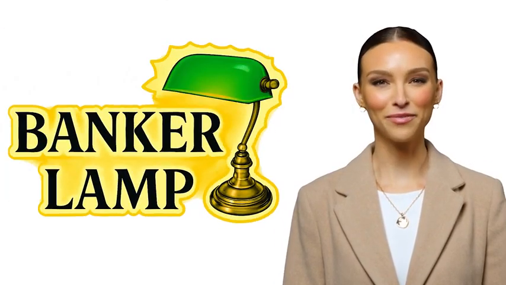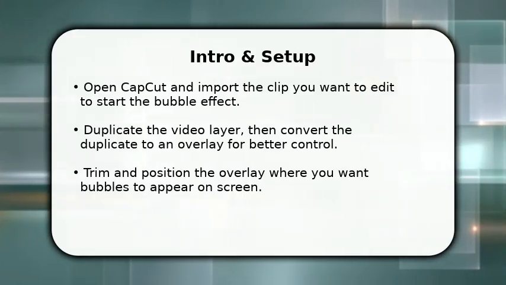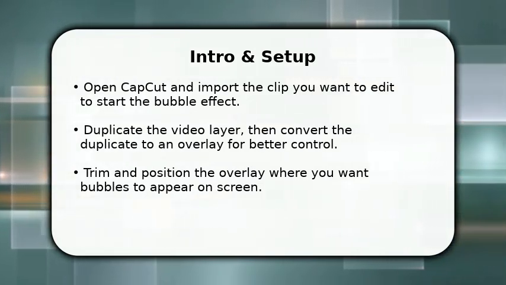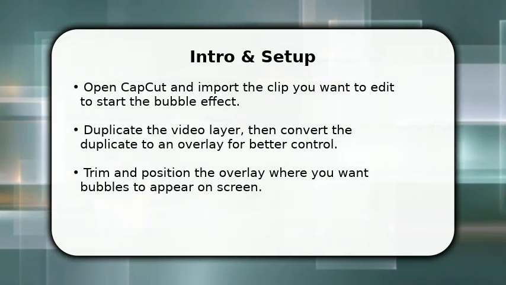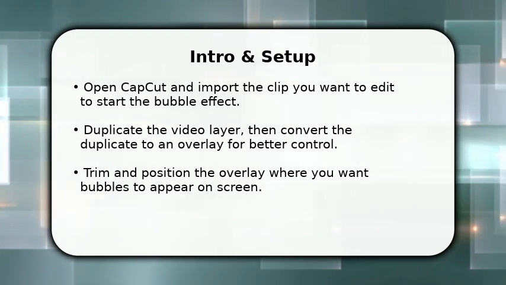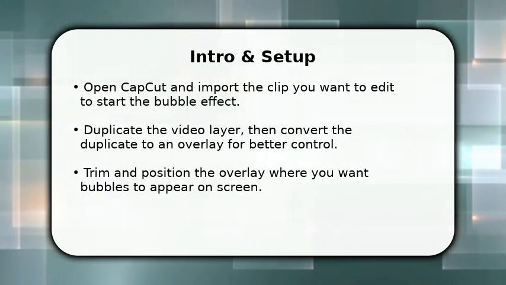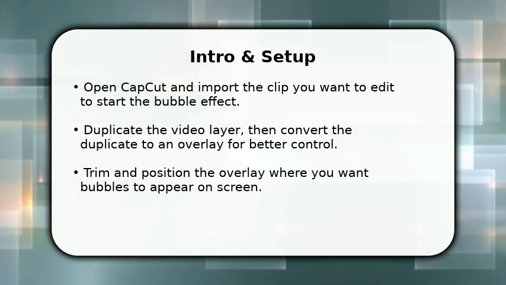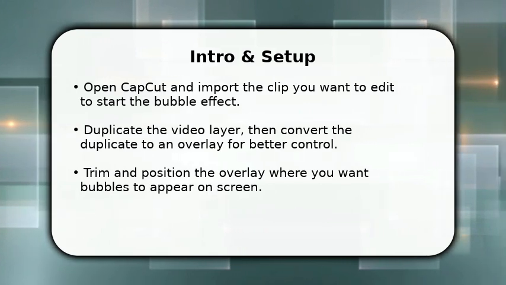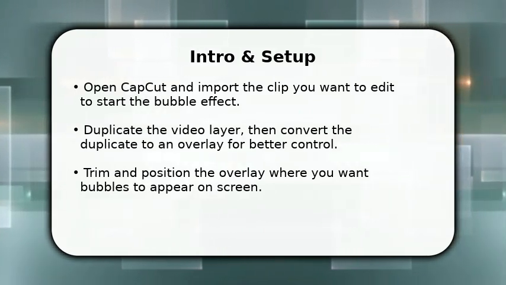Please enjoy the video. In this video, I will show how to make bubble effect in Capcut full guide. Open Capcut and import your clip, then duplicate the layer you plan to modify and set the duplicate as an overlay. Use the mask tool to isolate the area for bubbles, add a bubble PNG or particle effect on the overlay, and adjust size and opacity until it looks natural and playful.